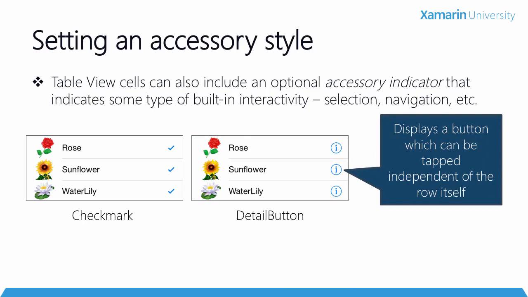Or we can turn on a detail button, which displays the standard information icon at the end of the row. The interesting thing about this is that the button itself can be interacted with independently of the row. There's a separate override on the delegate named accessoryButtonTapped, which is invoked when you tap specifically on the button versus the row itself.